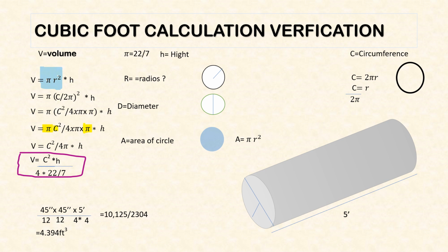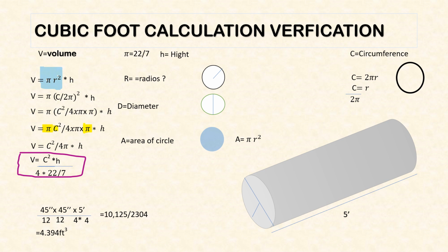So π in the numerator is the same as the π in the formula, so we may set off that π and the π that is lower in the formula. So one π and the other π will cancel each other, and we derive the final formula as V equals C squared divided by 4π into H. So that is the final formula that we have arrived at.